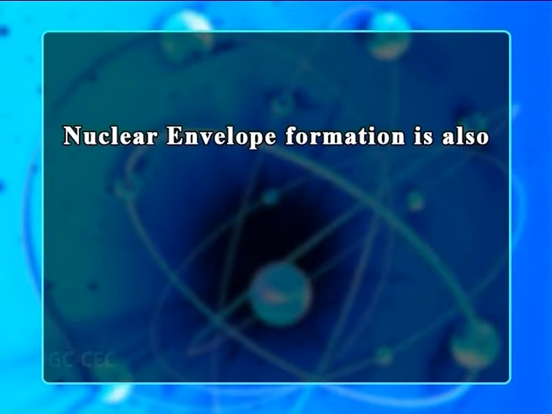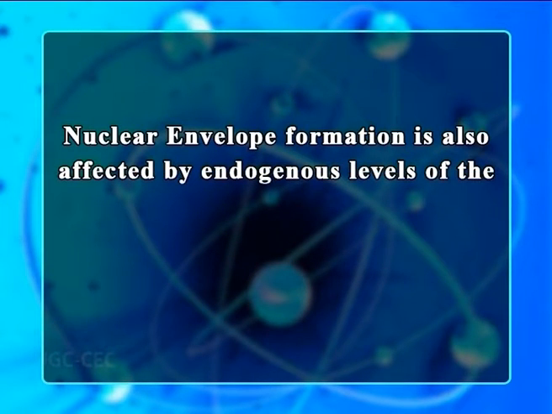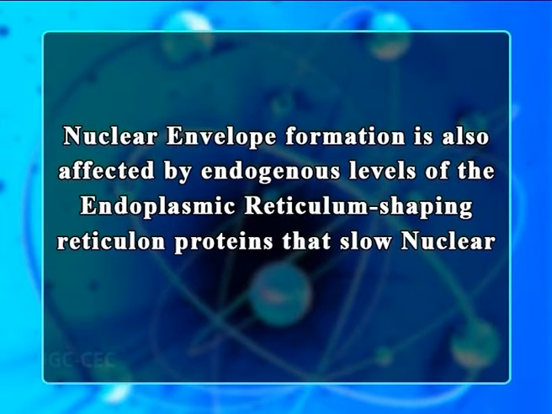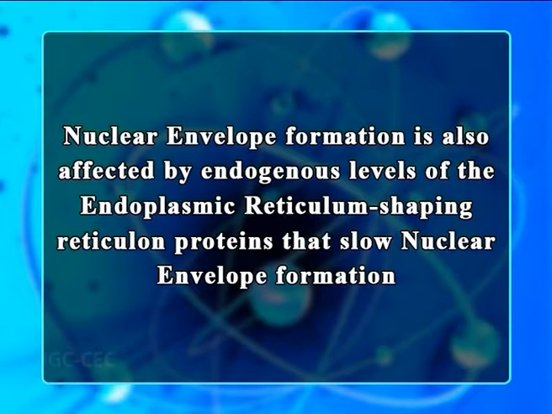Nuclear envelope formation is also affected by endogenous levels of endoplasmic reticulum shaping reticulon proteins that slow nuclear envelope formation. These findings suggest a tug of war between the reticulons and their membrane curving activity, and nuclear envelope proteins which promote membrane attachment and spreading around the chromatin.